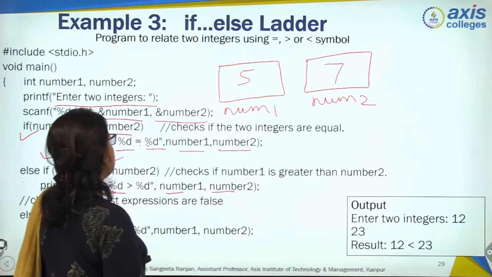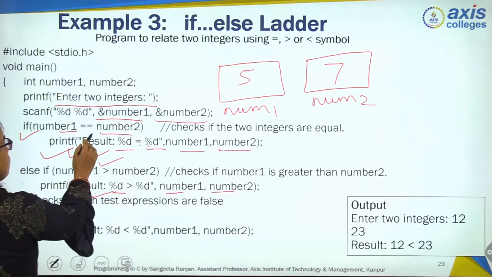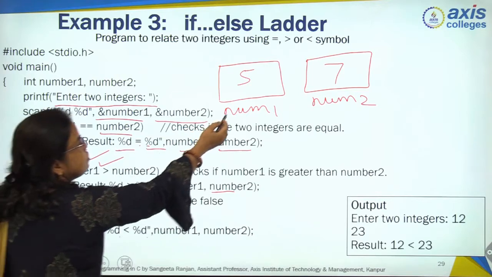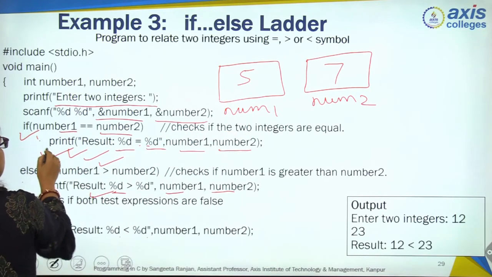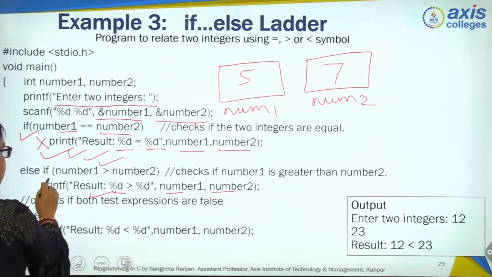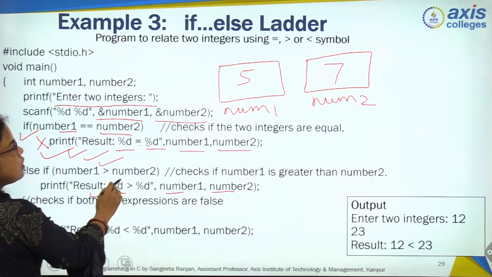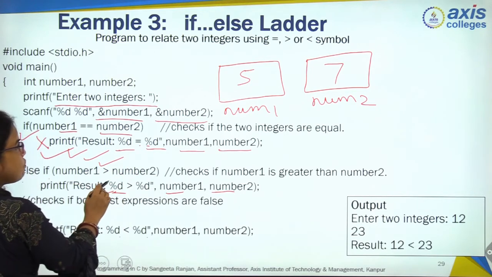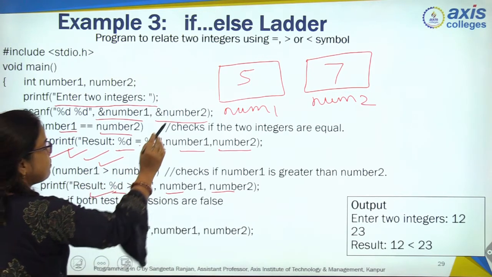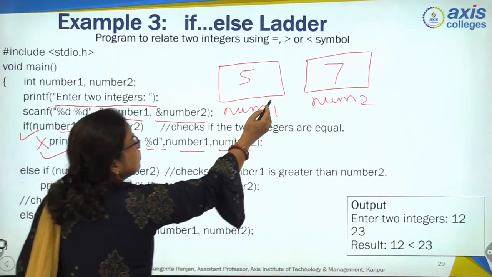Then it will print number 1 is equal to number 2. The condition is false, number 1 is not equal to number 2, so it will not print this statement. Else if number 1 is greater than number 2, this condition is again false, number 1 is not greater than number 2.